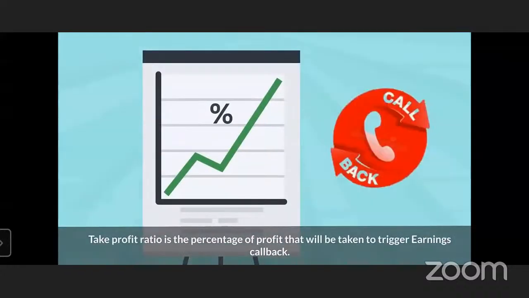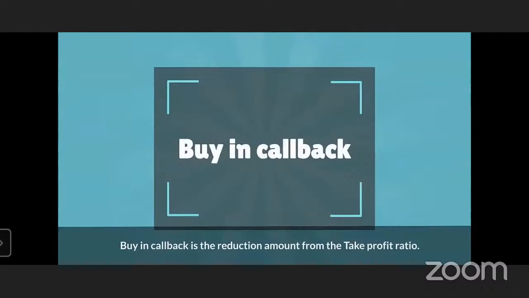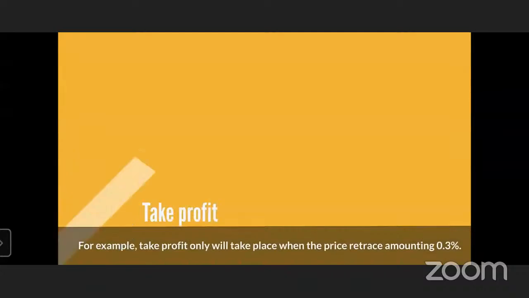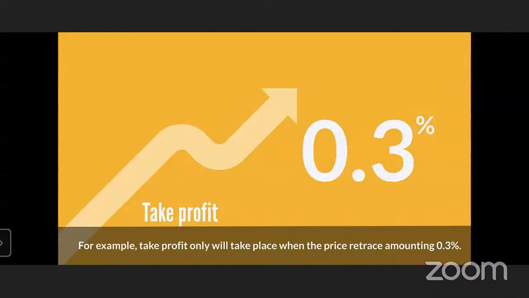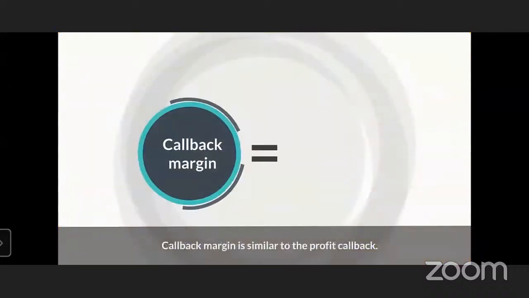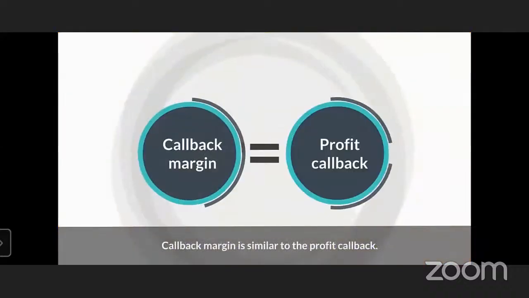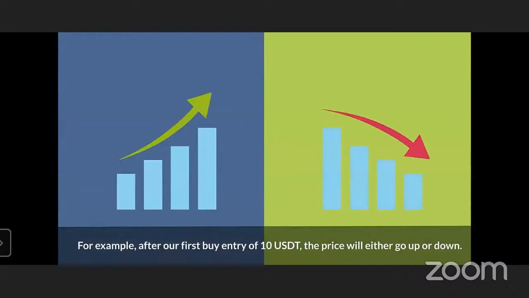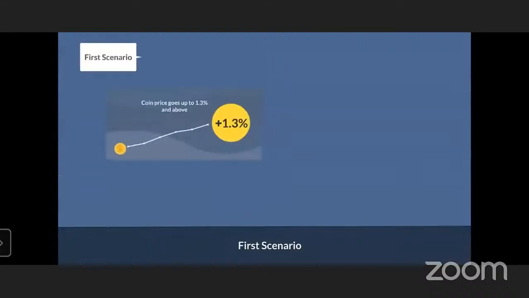Take profit ratio is the percentage of profit that will be taken to trigger earnings callback. Buy-in callback is the reduction amount from the take profit ratio. For example, take profit will only take place when the price retraces by 0.3%. Callback margin is similar to the profit callback. For example, after our first buy entry of 10 USDT, the price will either go up or down.